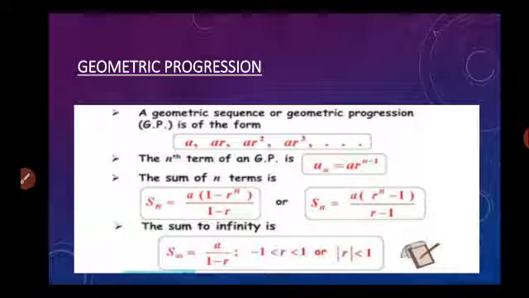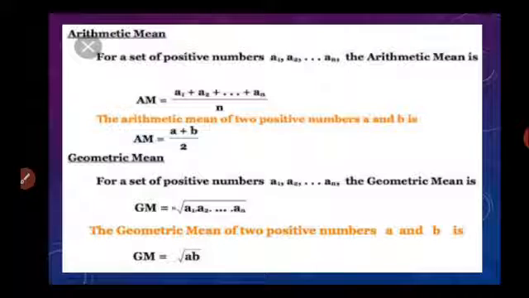If the terms are infinite, then S infinity will be equal to a upon 1 minus r. For a set of positive numbers a1, a2, a3, the arithmetic mean we already know: a1 plus a2 plus a3 dot dot dot an upon n, the sum of all the observations divided by the number of observations. And the arithmetic mean of two positive numbers a and b is a plus b by 2. Similarly, the geometric mean of n terms is equal to the nth root of a1, a2, a3 dot dot dot an. But the geometric mean of two positive numbers a and b equals the square root of a times b.